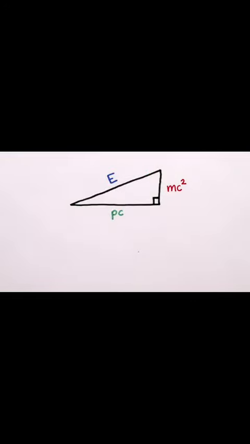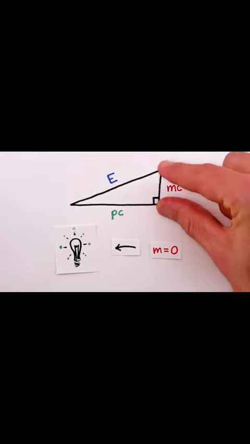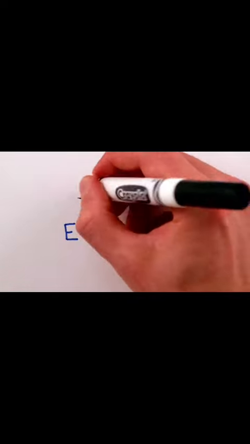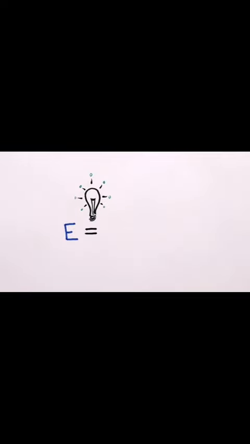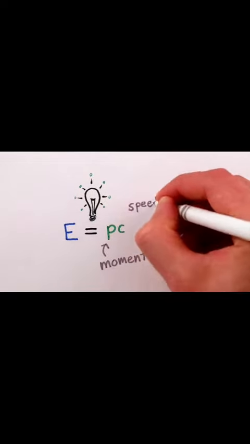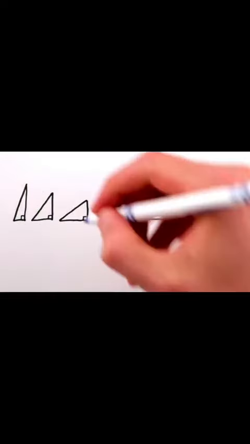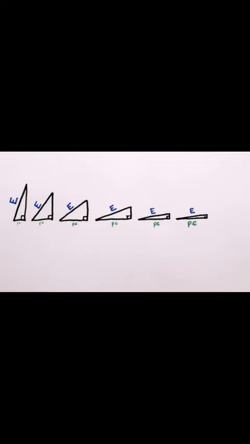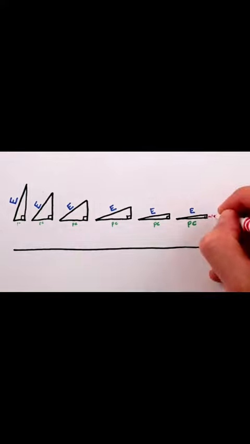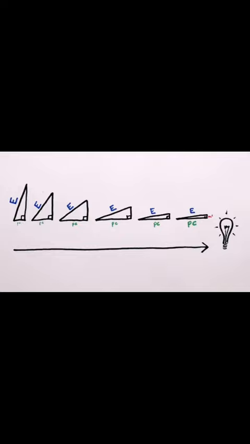On the other hand, if the particle in question is massless, like light, then mass is 0, and we get E equals p times c. This tells us that the energy of a massless particle, like a photon of light, is the same as its momentum, up to a factor of the speed of light. In fact, the closer the energy of something is to p times c, the closer that something is to behaving like light. I mean, look here, this tiny little bit of mass is hardly mass at all.